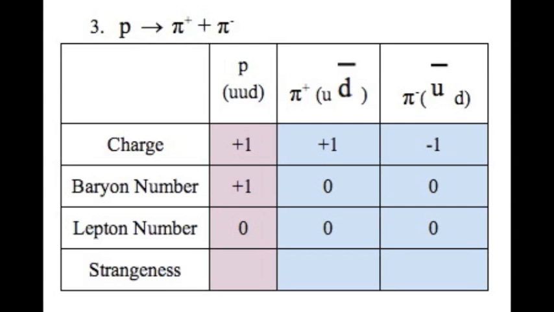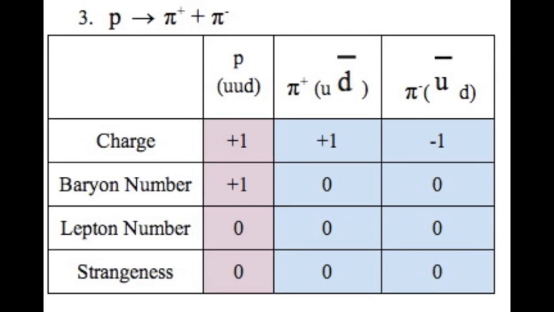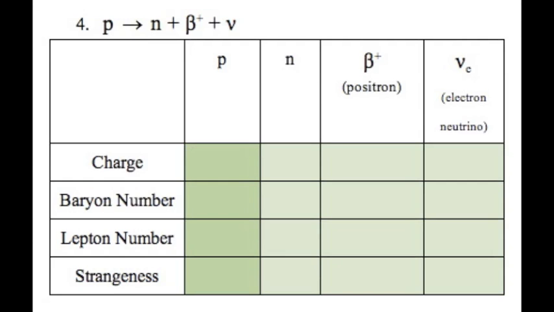So lepton number, none of these are leptons, so they all have a lepton number of 0, so lepton number is conserved. And the strangeness, none of these have a strange or anti-strange quark, so their strangeness is all 0, so strangeness is conserved. However, since charge and baryon number are not conserved, this reaction is not viable. Let's look at number 4.